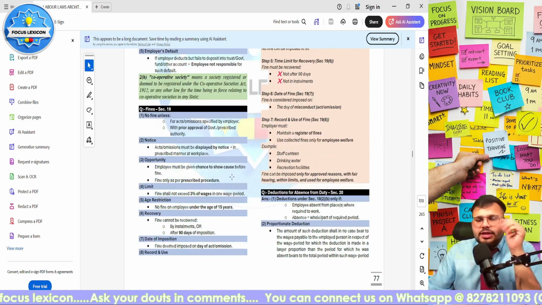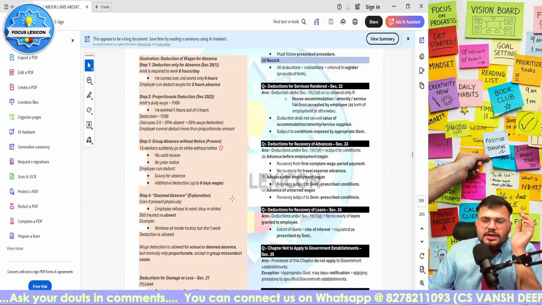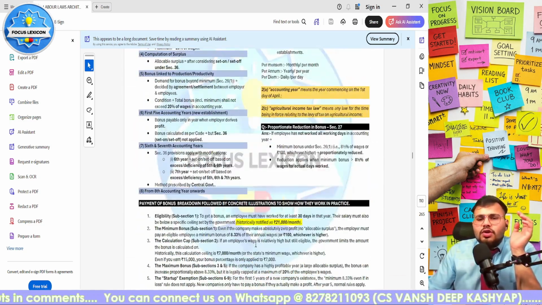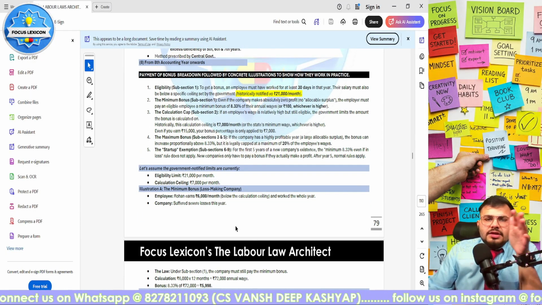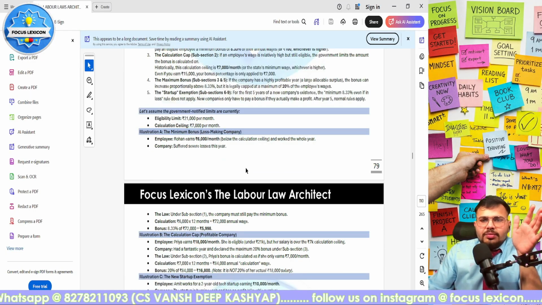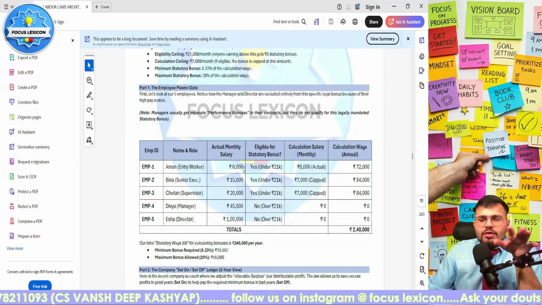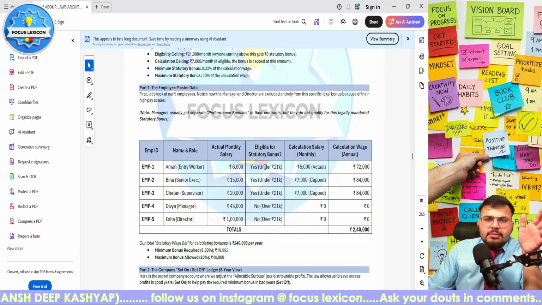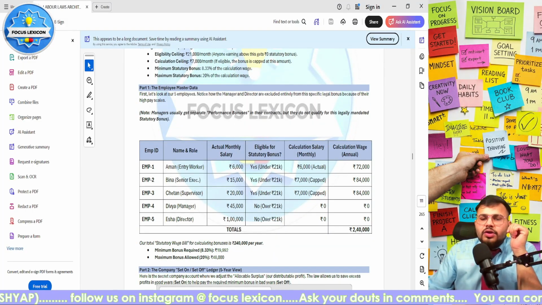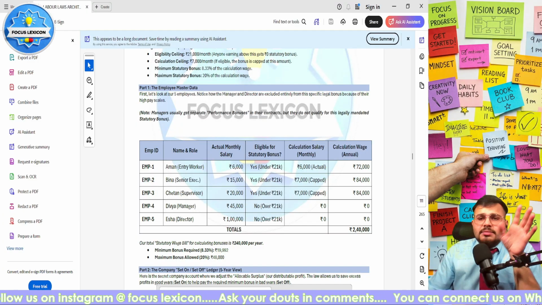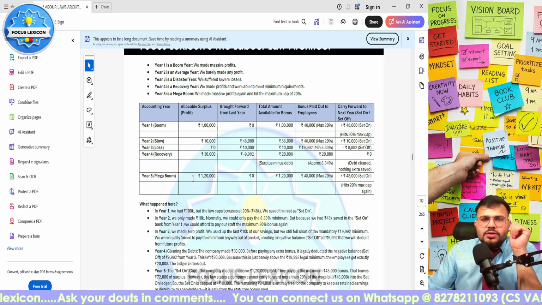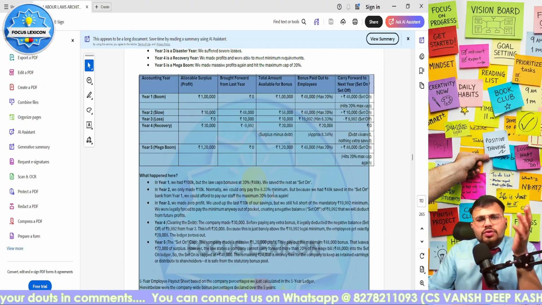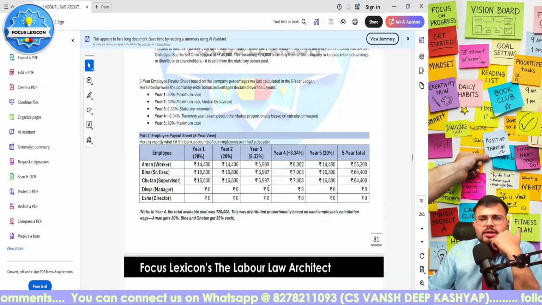Then there is a special thing in the Code on Wages, that is the provision for set off and carry forward. For that also we have designed so many questions. Like how you will carry forward, how you will set off, how you will calculate minimum bonus, how you will calculate maximum bonus, and how you will make your accounting for that. We have covered all these questions, and you will find it really useful and meaningful.